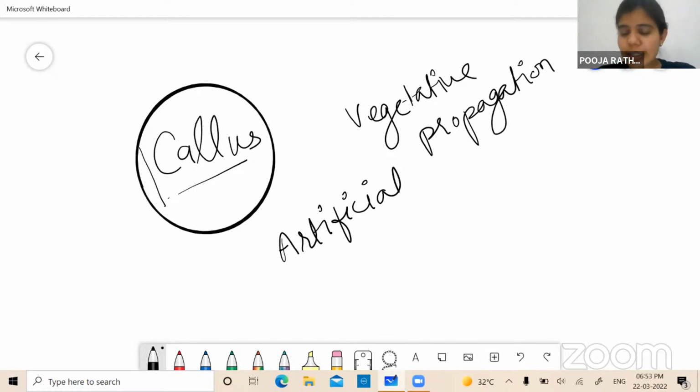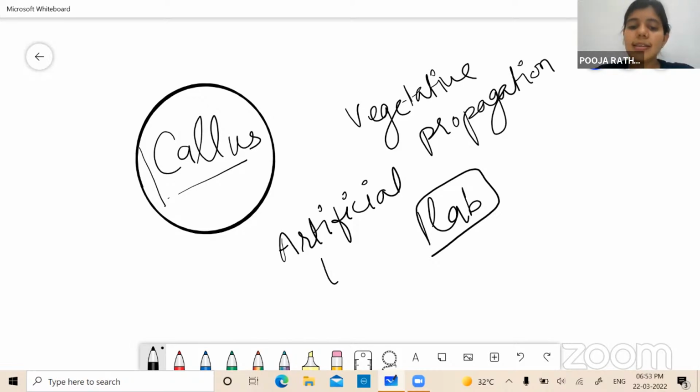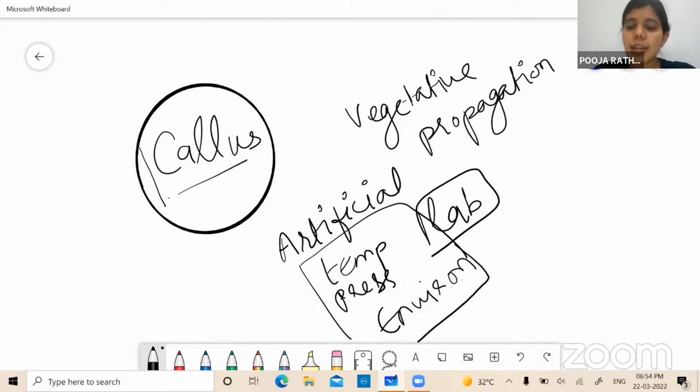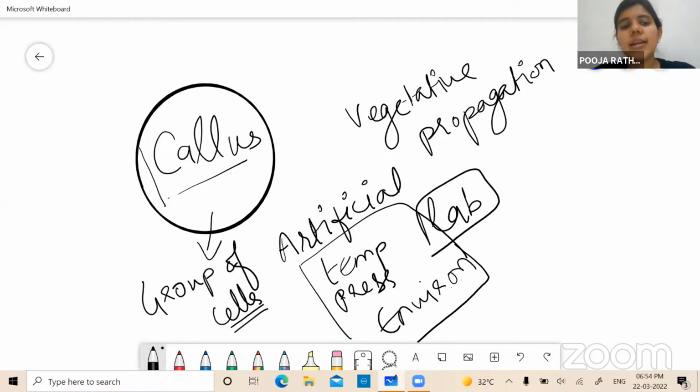So when this vegetative propagation is done artificially, that means we are doing it in a lab or in conditions which are maintained by humans, in all the favorable conditions, and those favorable conditions are the temperature that the particular plant needs, pressure that a particular plant needs, environment that a particular plant needs. All these things are maintained by humans, and when these artificial conditions are developed, then the particular part of the plant undergoes vegetative propagation or reproduces asexually, and the first part which forms is called callus. That is the group of cells through which the whole plant could be generated.